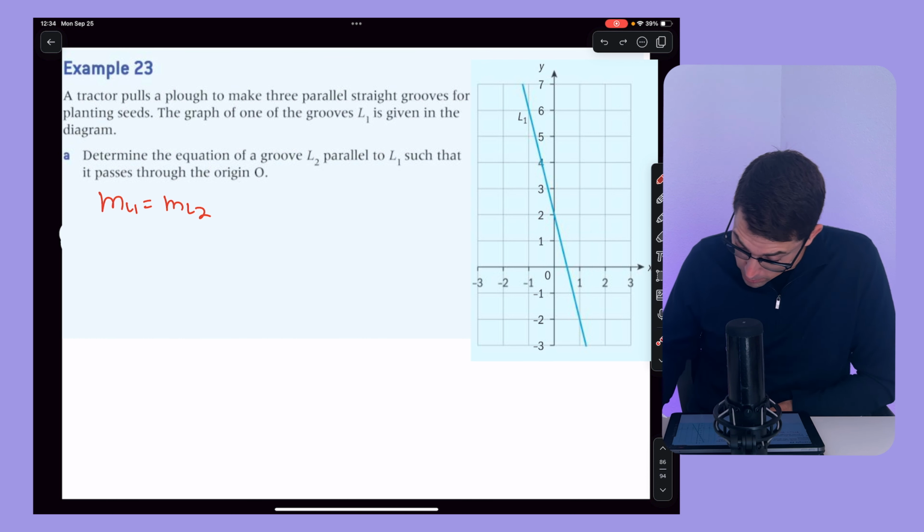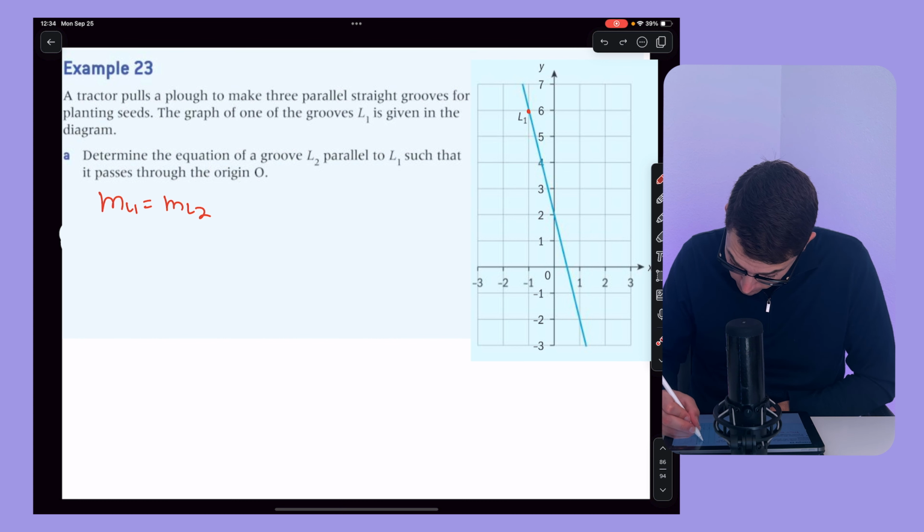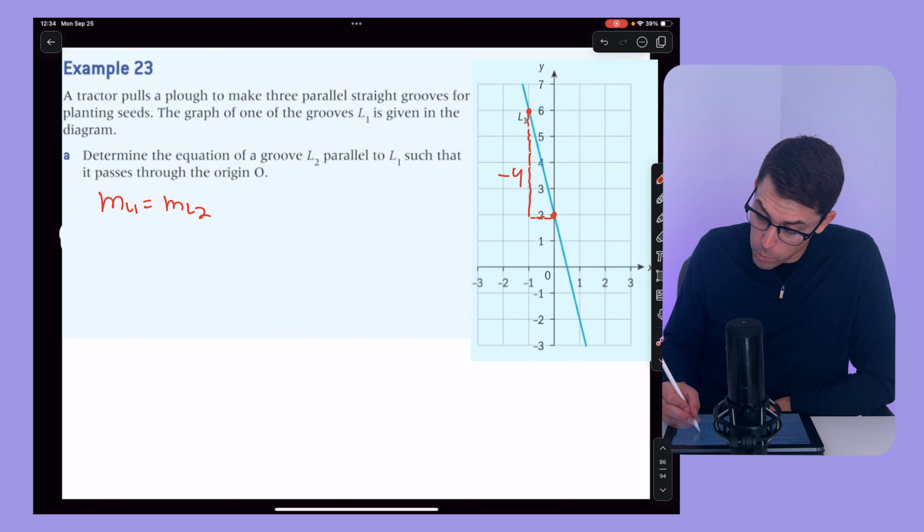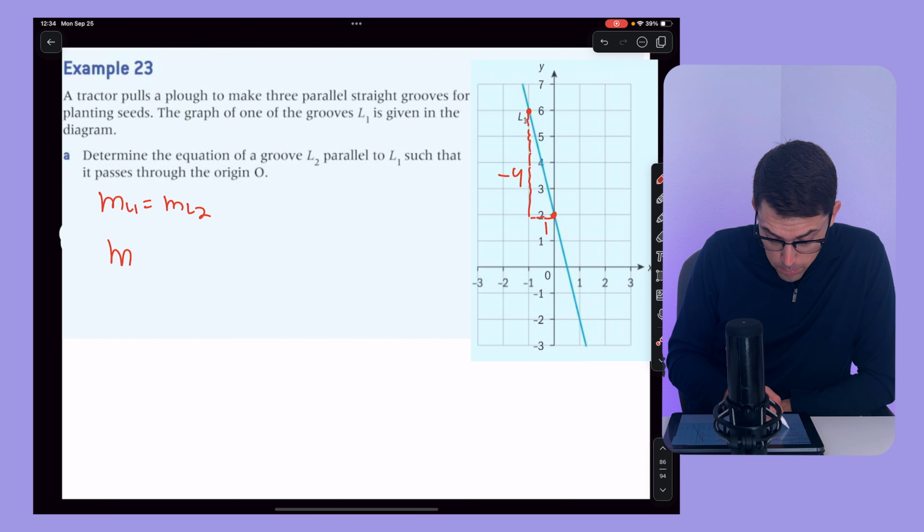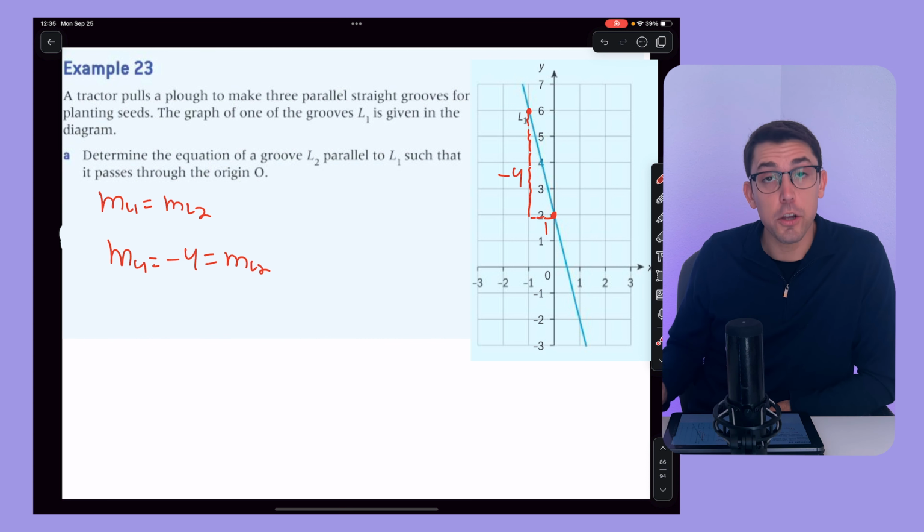So let's find out what the slope of L1 is. I have a good point right here. I have another great point right there. So if I just drop this down and drop this over, I went down 1, 2, 3, and 4. Sorry about that. I went over positive 1. So my slope of L1 is equal to negative 4, which is also going to be my slope of L2.